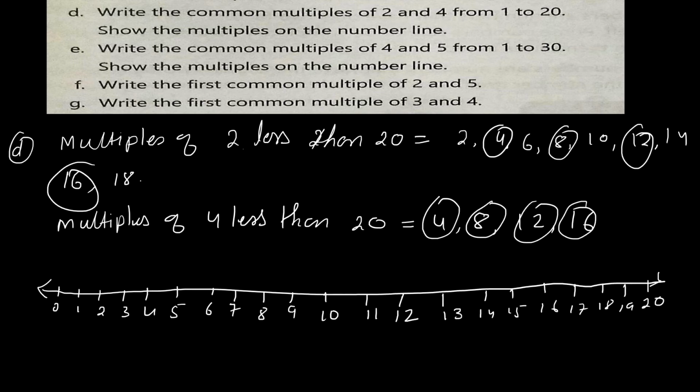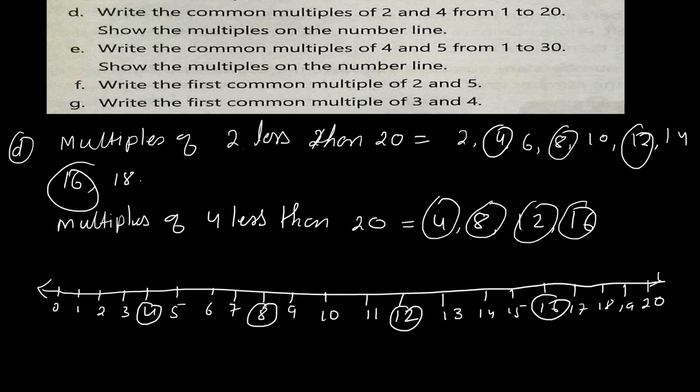So we just mark the common ones. So 4, 8, 12, and 16 are the common ones on the number line. Got it, children? So on the number line, these are the common multiples I am showing.